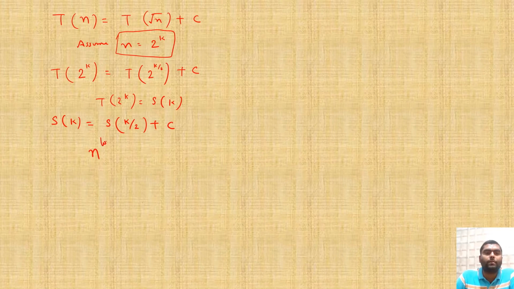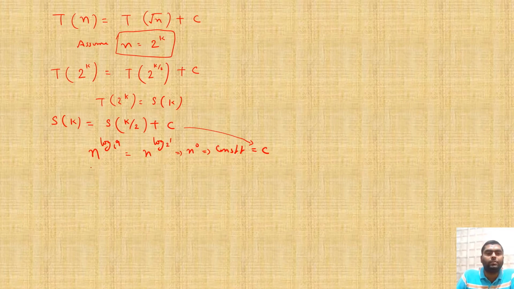It is n raised to the power log a base b. Here a is 1 and b is 2, as in A of n by B. So this is n raised to the power 0, which is some constant, and this is equal to this value C.